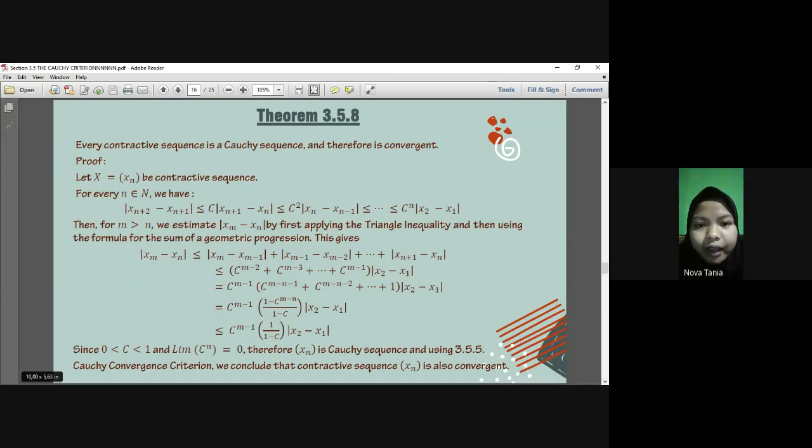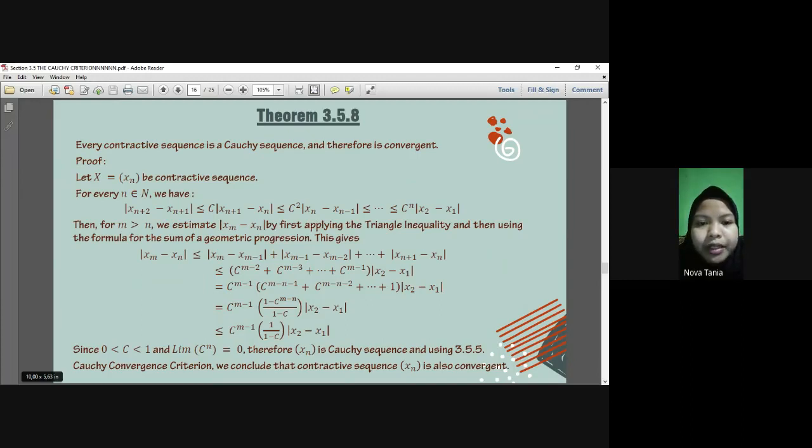Then for m greater than n, we estimate the absolute value of xm minus xn by first applying the triangle inequality and then using the formula for the sum of a geometric progression. This gives that the absolute value of xm minus xn is less than or equal to the absolute value of xm minus xm minus 1 plus the absolute value of xm minus 1 minus xm minus 2 plus and so on until the absolute value of xn plus 1 minus xn, which is less than or equal to c in brackets c power m minus 2 plus c power m minus 3 plus and so on until c power n minus 1 times the absolute value of x2 minus x1.